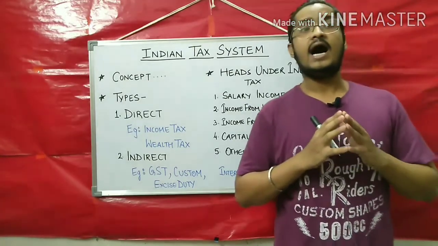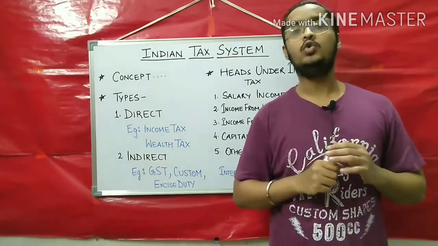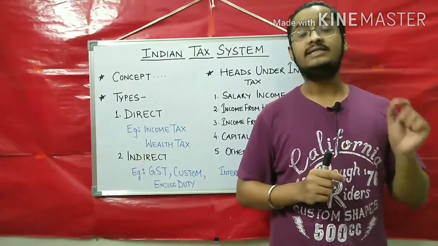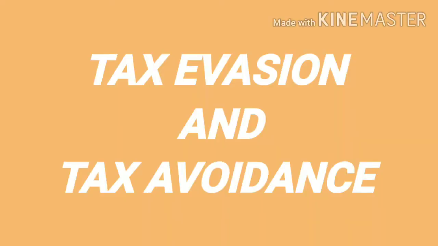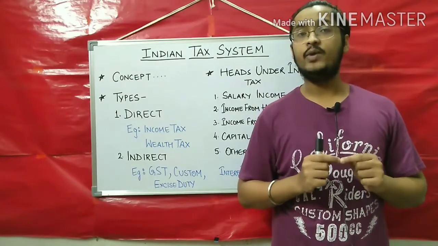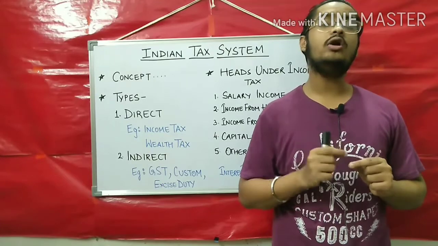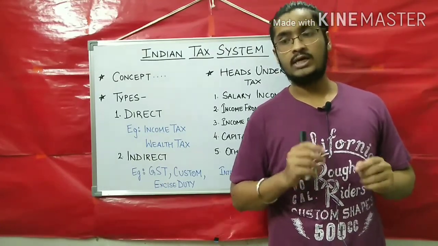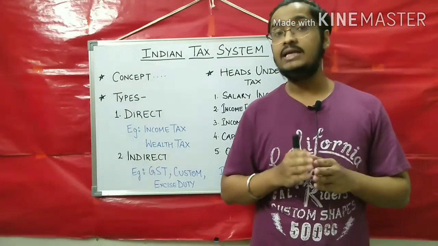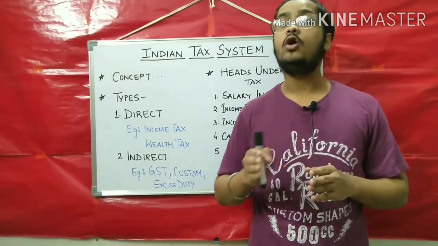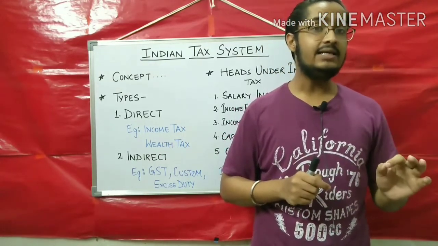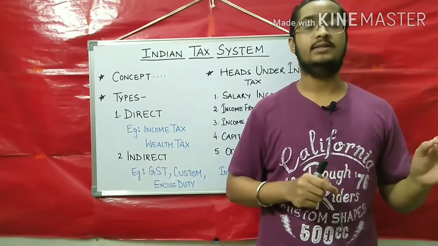In the end, I just want to include two more concepts related to tax, that is tax evasion and tax avoidance. Tax evasion and tax avoidance both are ways of avoiding or not paying the tax. But what is the difference between the two? So, tax avoidance is a legal and ethical way of not paying the tax, whereas tax evasion is an illegal and unethical way of not paying the tax.